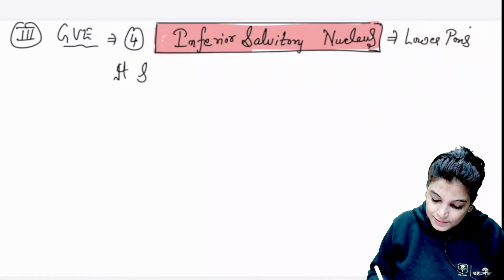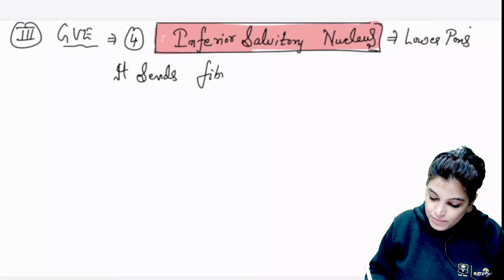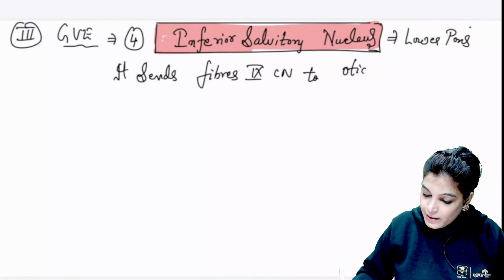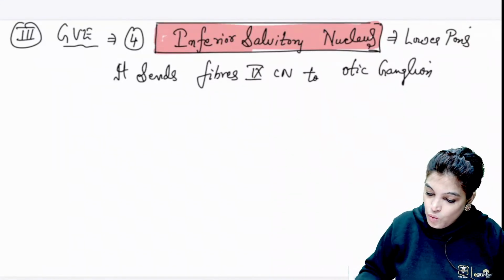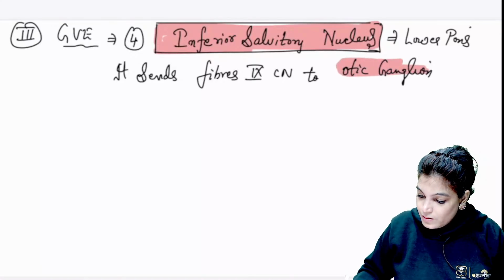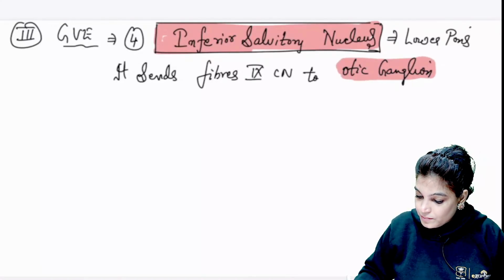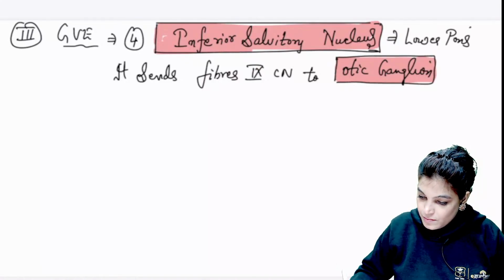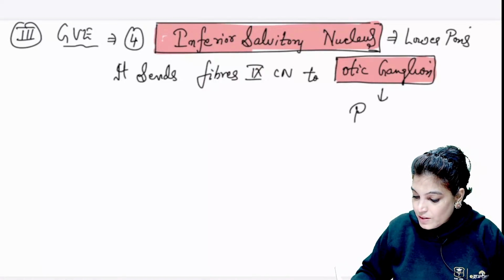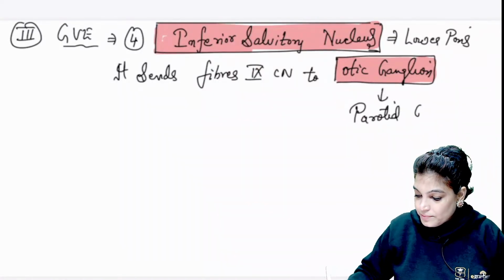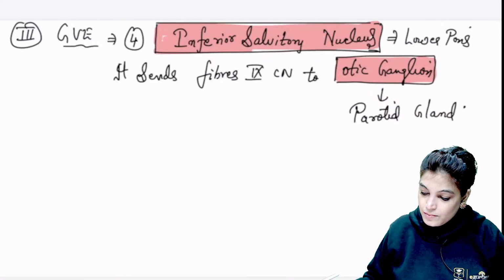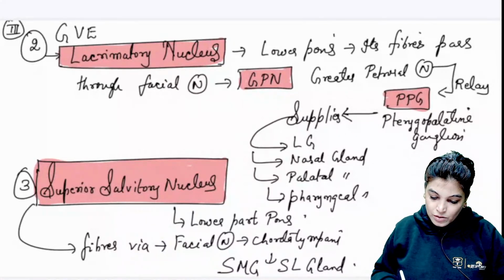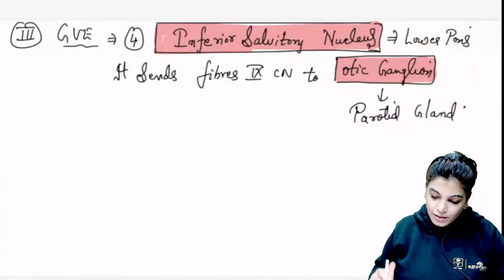So it sends fibers via the ninth cranial nerve, the glossopharyngeal nerve, to the otic ganglion, and supplies which gland? It will supply the parotid gland. So this was the first, second, third, and this was the fourth.